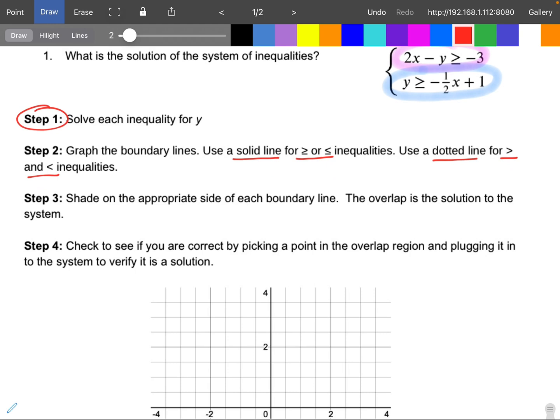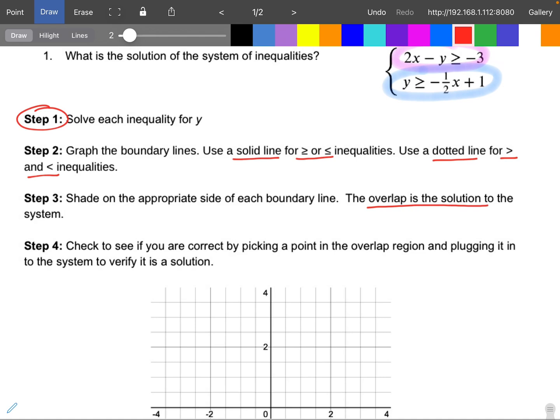Then for the second one, we're going to do the same thing. Do we want the y values that are bigger or smaller? And so do we shade above or below that line? And then this is important. The overlap is the solution to the system. So whichever section you would have to shade twice is going to be your answer.